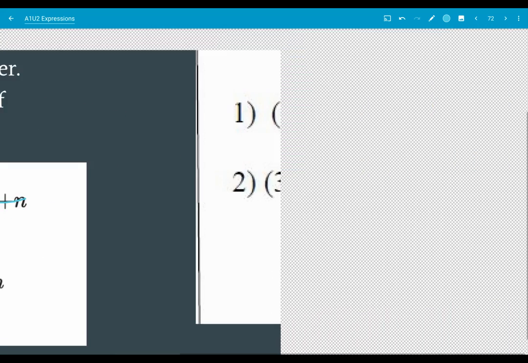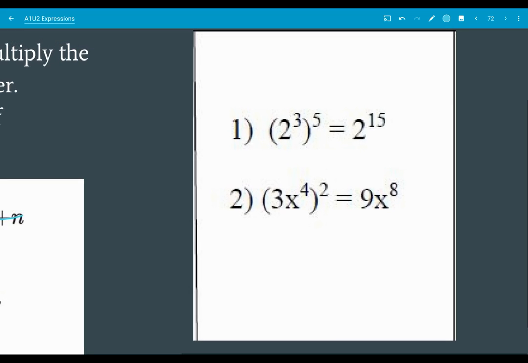Let's look at what that looks like with some numbers. So we have 2 to the third to the fifth power. Now we could do 2 to the third, which would be 8, and then we could raise that to the fifth power. Or we multiply our exponents. So 3 times 5 gives us 15. So 8 to the fifth should be the same as 2 to the 15th.